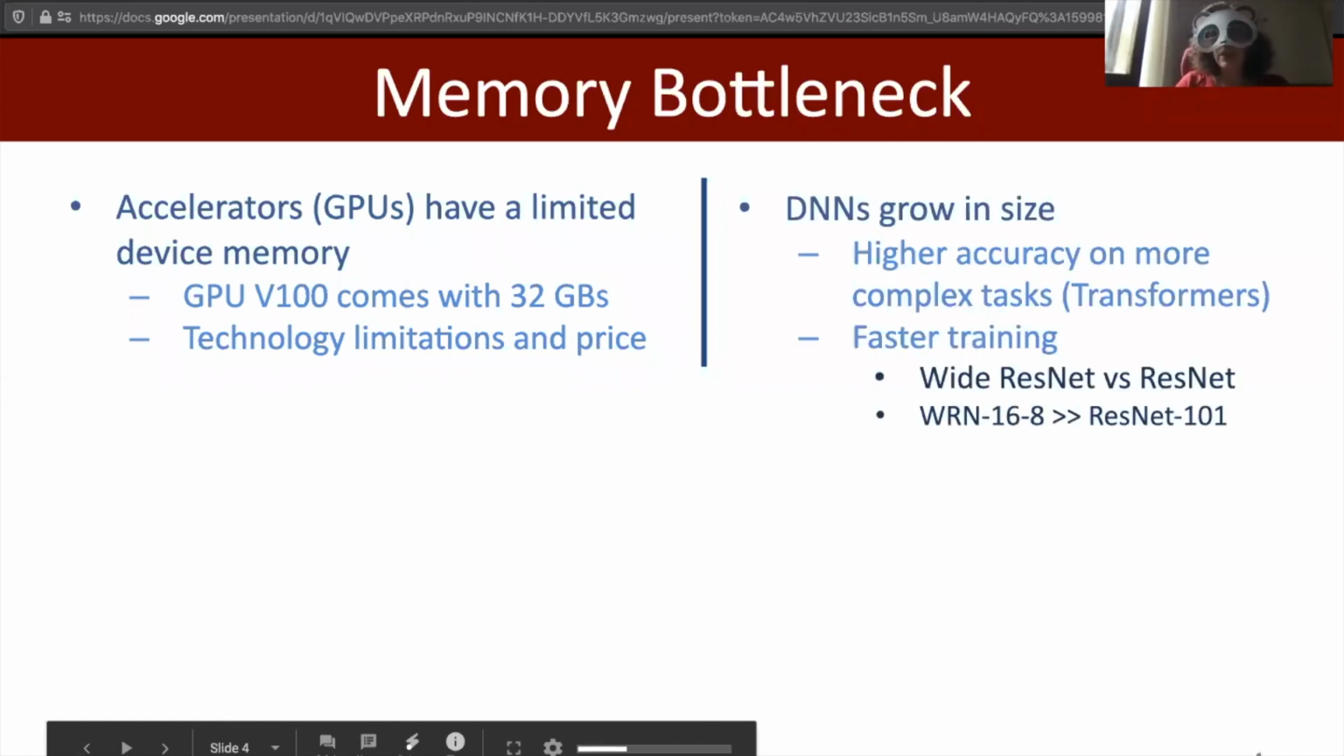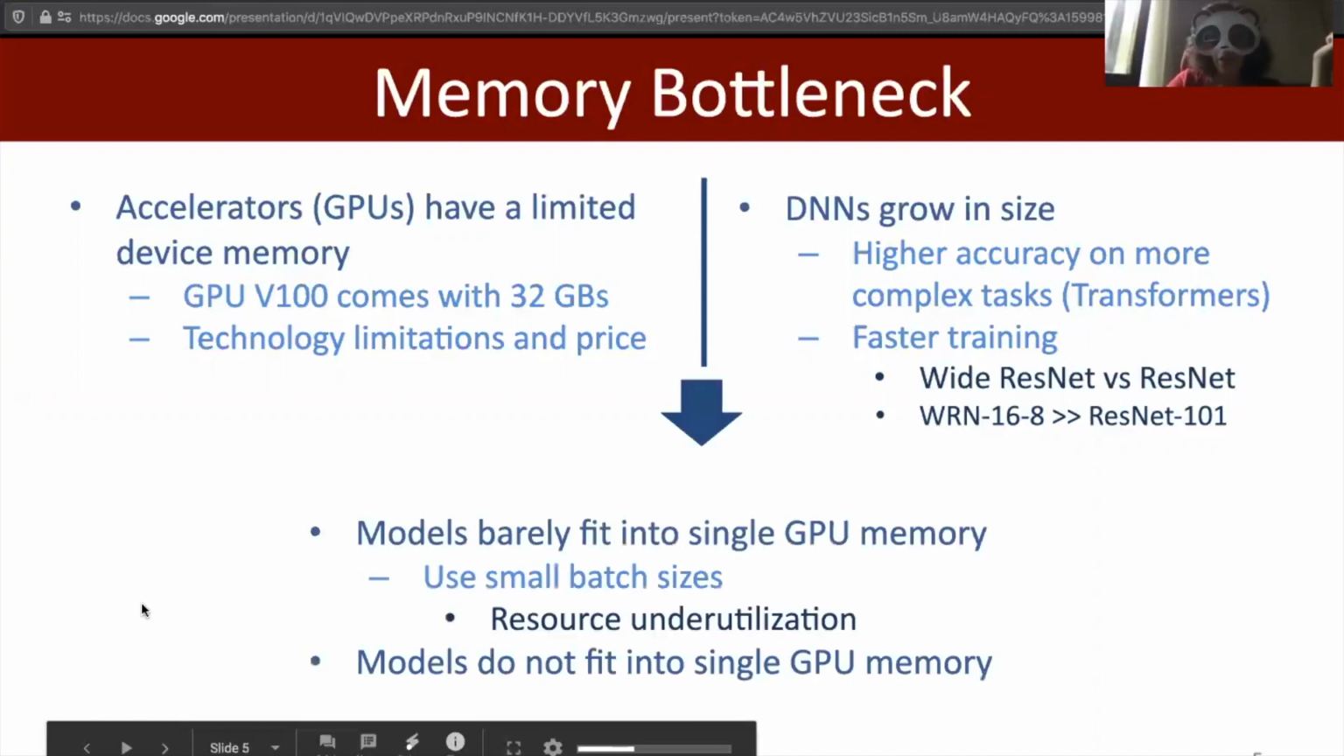But if you look at DNN models, deep learning models, they grow in size over the years because they tend to provide high accuracy. And when I say grow in size, I mean they get deeper, with more layers, but also wider. And most of the time when you have a wider model, it can provide faster training. A good example is wide ResNet versus ResNet. So this brings the issue that single GPU memory is not sufficient to train these models, because models get bigger, not just data.